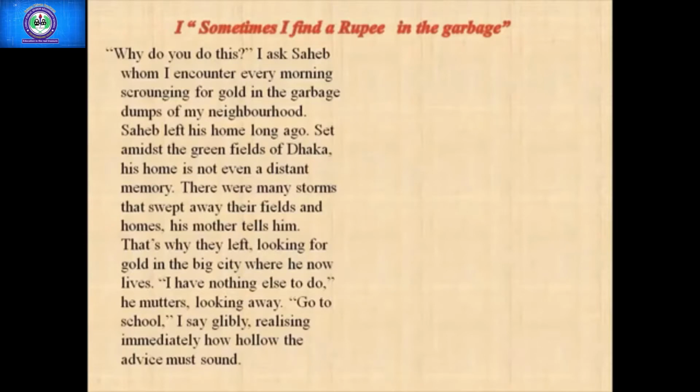So I is the narrator. She sees Saheb every morning, scrounging for gold in the garbage dumps of my neighborhood. What is scrounging? Scrounging is looking, searching. And gold is a metaphor here. It's not actual gold. Gold in the garbage means something precious in the garbage dumps of my neighborhood.